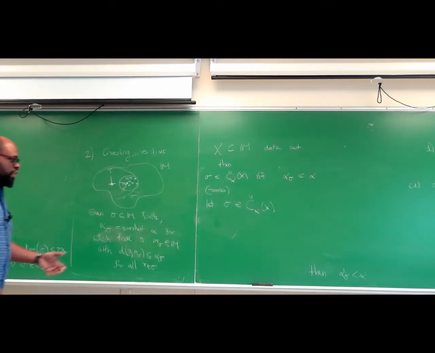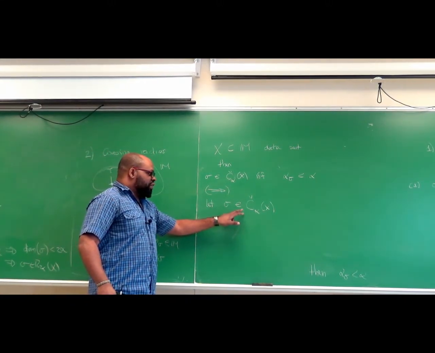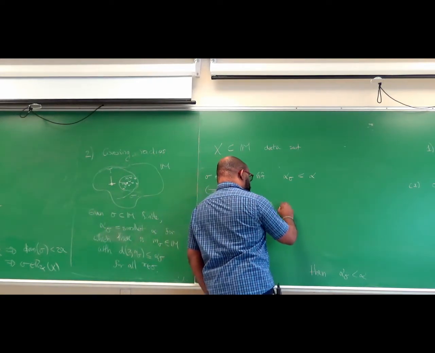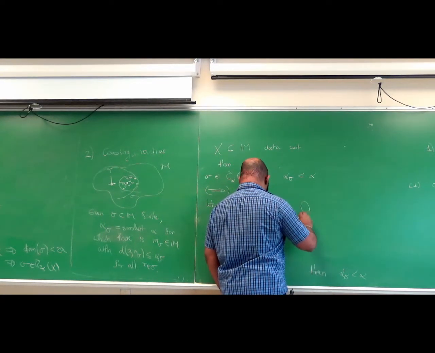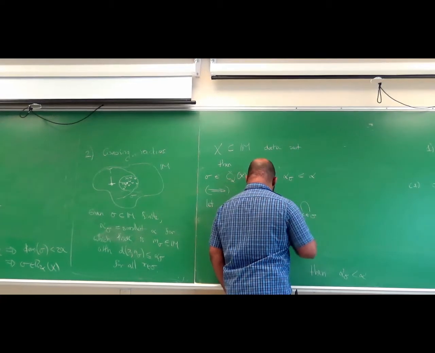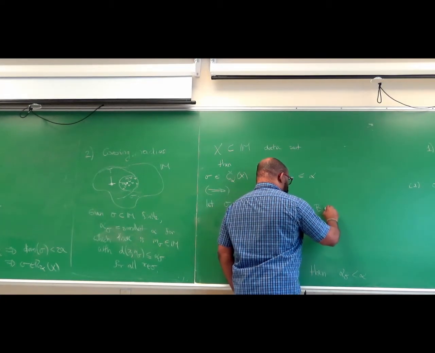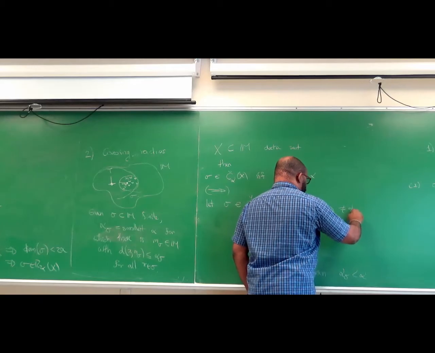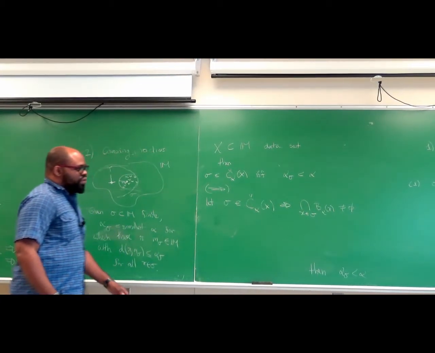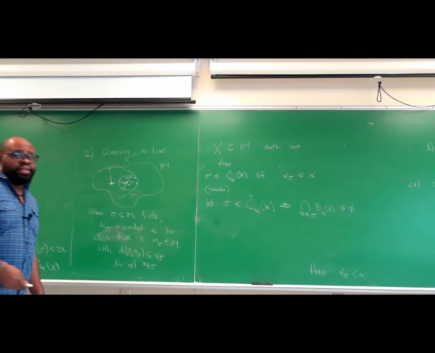And let's just see what this definition gives us. So this means that the intersection of all the balls centered at points in sigma of radius alpha is non-empty. And what does that mean? It means that there is at least a point.